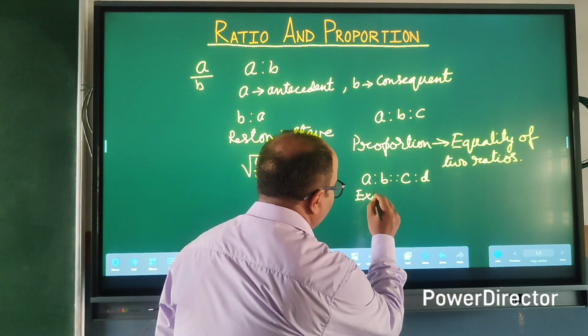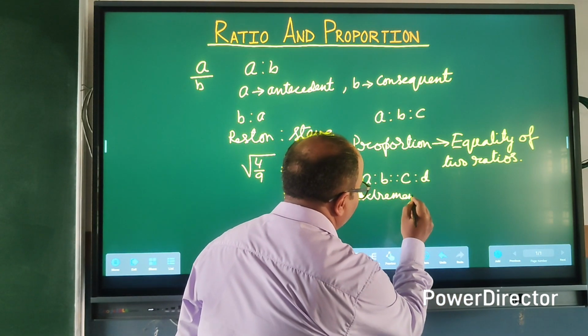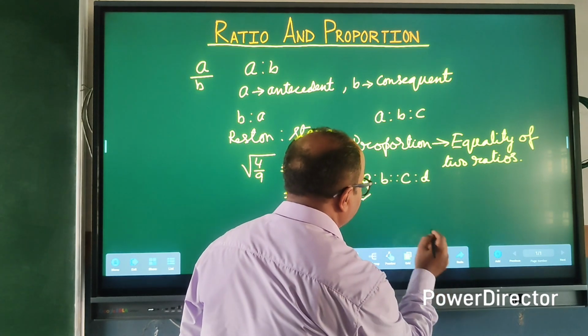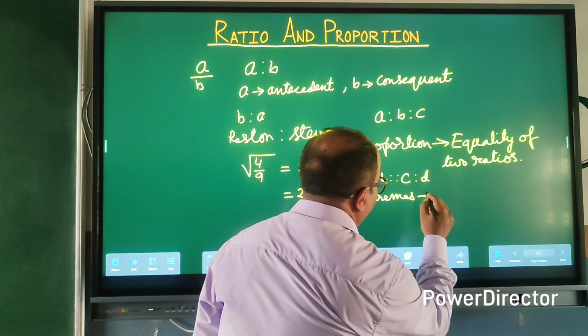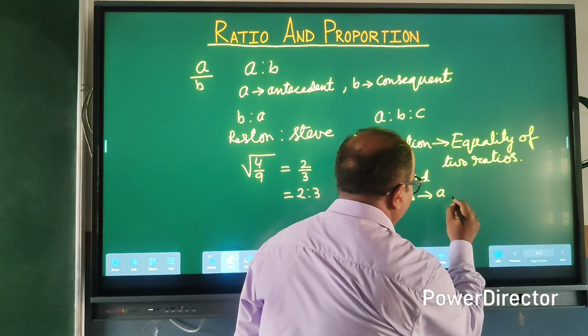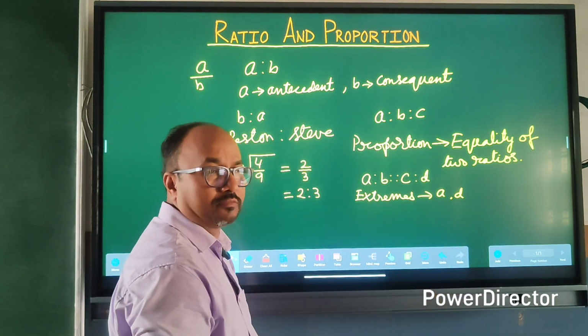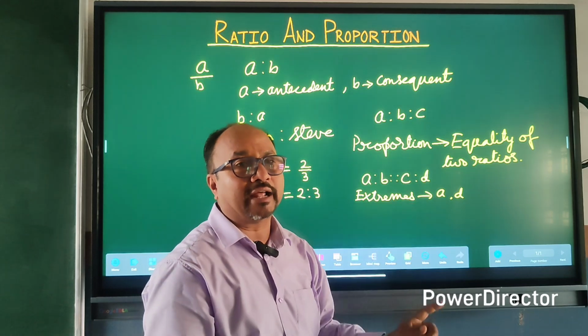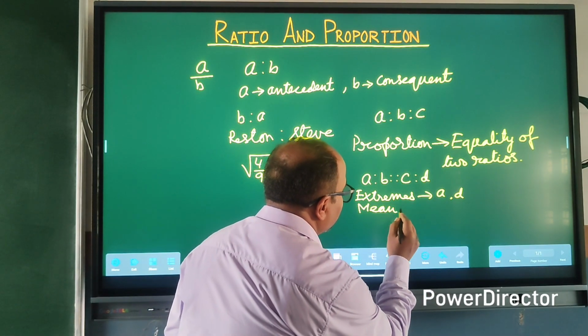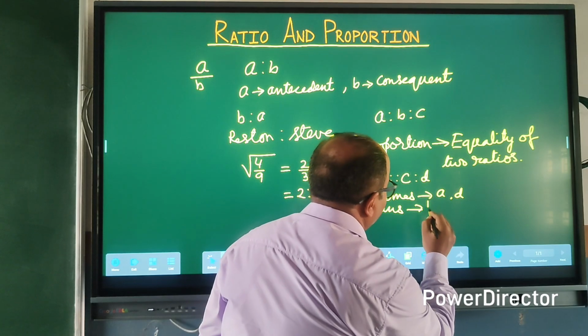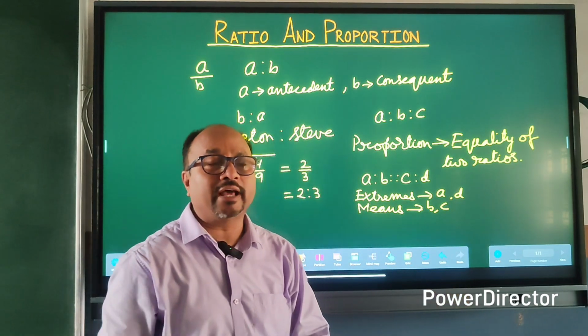So A and D are extremes, and the two in the middle, that is B and C, they are called as means. B and C are called as means.